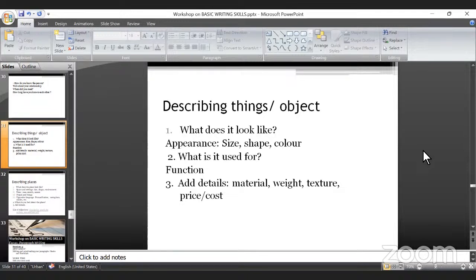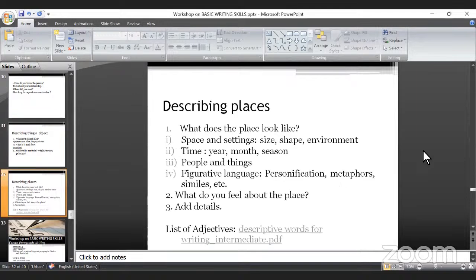What is it used for, right? What is it used for? Whether it is used in your daily life or do you use it at your workplace, etc., etc. Right? So you describe the function of the object in question. Then you add details, and these details can include the material, can include the weight, can include the texture, price, cost. Okay, all of this would be part of the further details that you add.